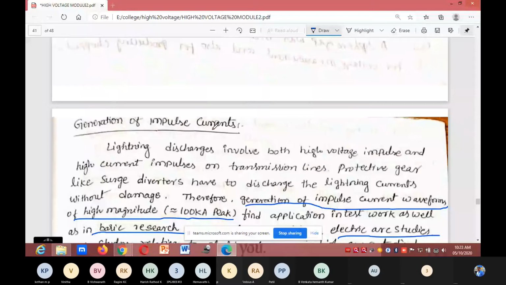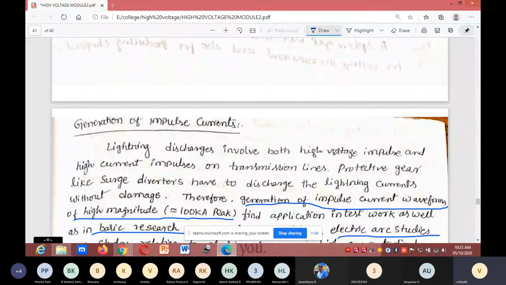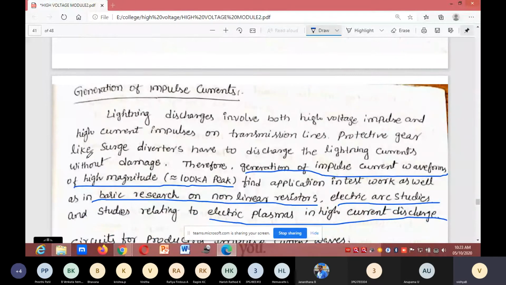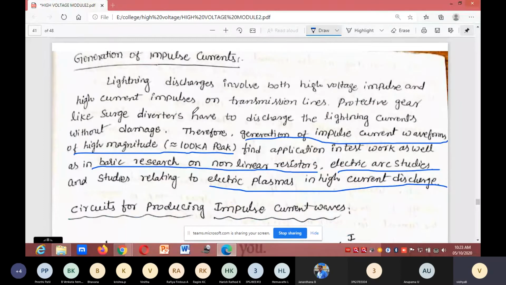Generation of impulse current. Lightning discharge involves both high voltage impulse and high current impulse on transmission lines. Protective gear like surge diverters has to discharge the lightning currents without damage. Therefore, generation of impulse current waveforms of high magnitude finds application in test work as well as in basic research on nonlinear resistors, electric arc studies, and also related to electric plasma in high current discharge.